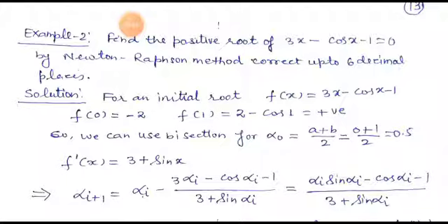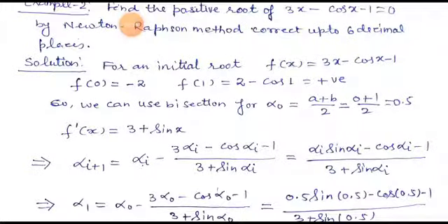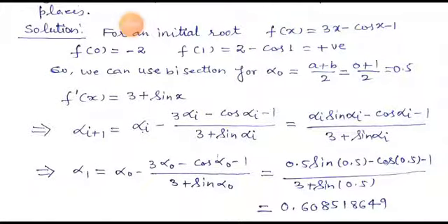For alpha 0, the average root is 0.5. So f dash x is equal to 3 plus sin x, and according to the Newton-Raphson method, alpha i plus 1 is equal to alpha i minus (3 alpha i minus cos alpha i minus 1) upon (3 plus sin alpha i). This is according to the formula.